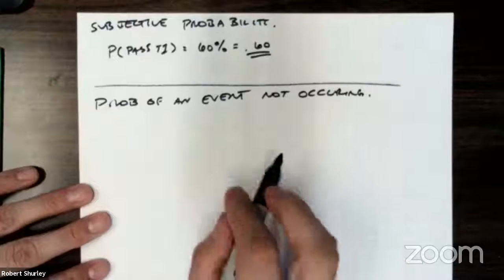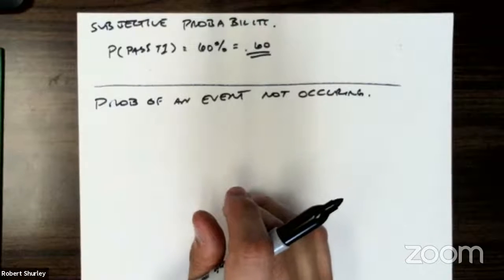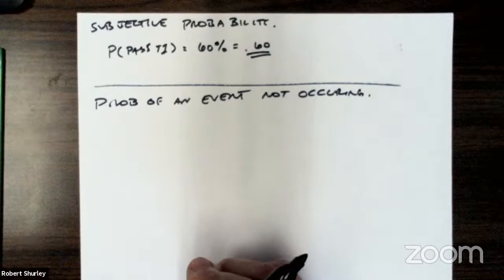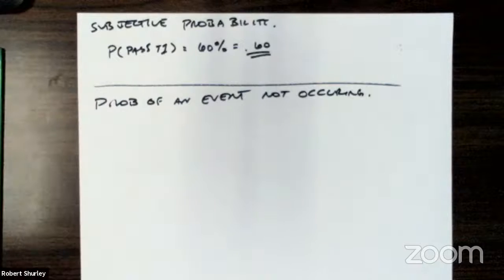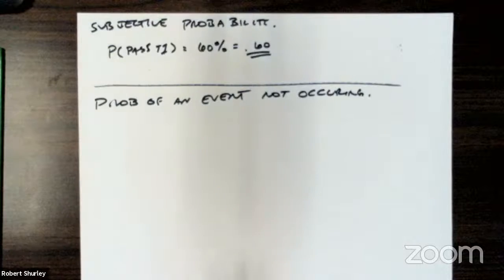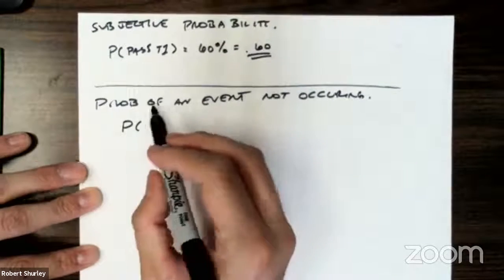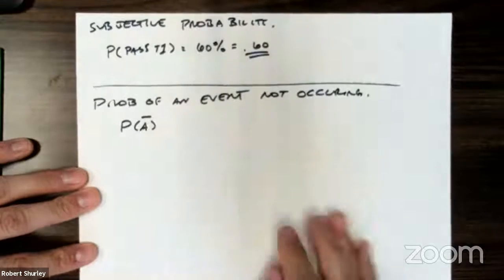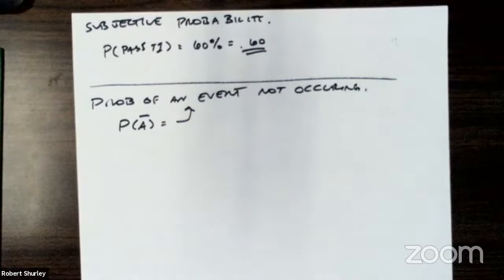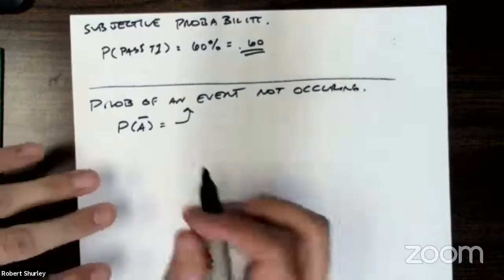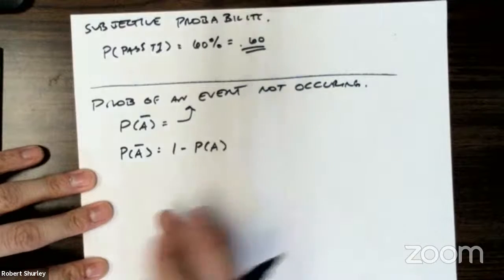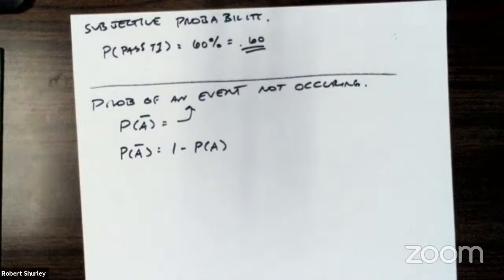Now let's look at the probability of an event not occurring. To find the probability of an event not occurring, you just do 1 minus the probability of it occurring. I'm going to use a notation that I don't see in your book, but it's very common, and it makes things shorthand for me. If you want the probability of A not occurring, you can use a little line over the A. This means the probability of event A not occurring. To find it, it's 1 minus the probability of A occurring.